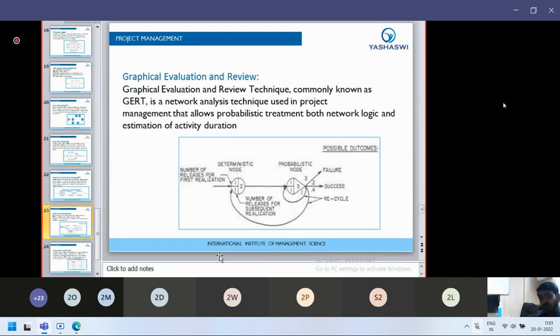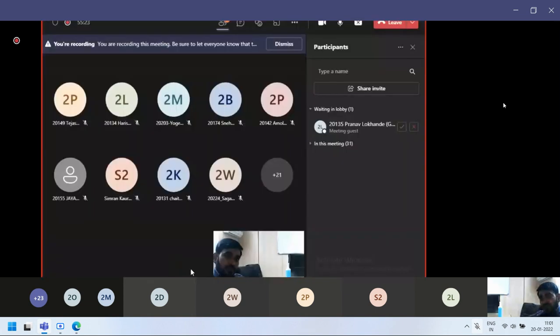Okay, this is the graphical evaluation and review technique.